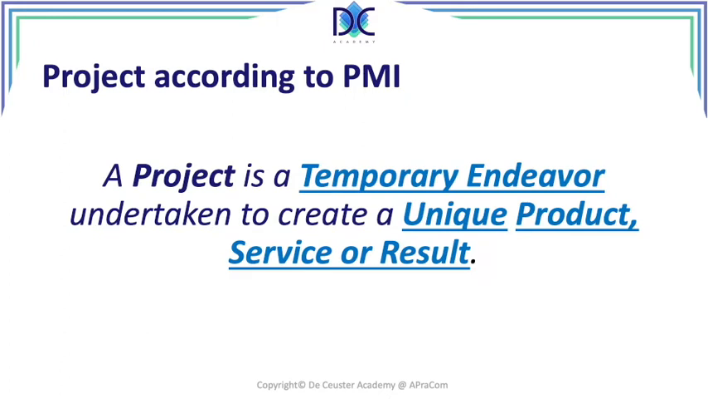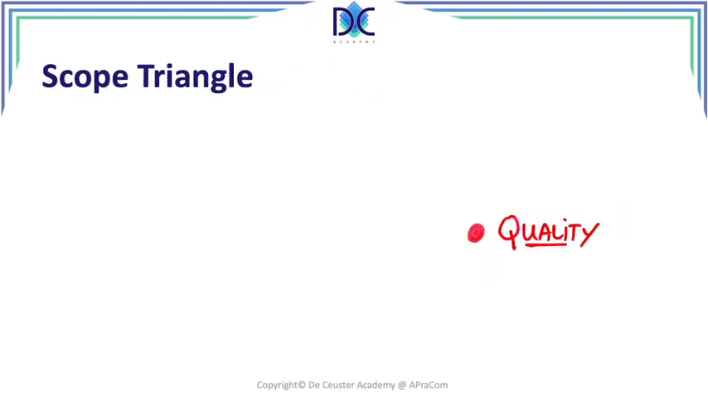It's unique. Of course, we can discuss about uniqueness, and we create a product, a service, or a result. Product, quite easy. We build a car or an airplane. A service, we have, for example, a website. And a result is where we talk about process improvements. So these are different possibilities that we can have.